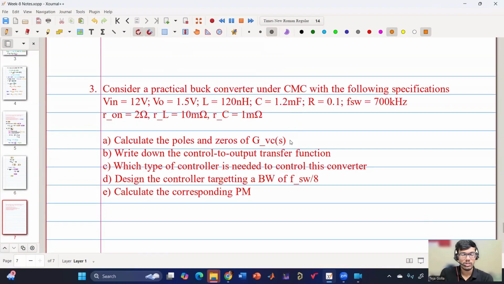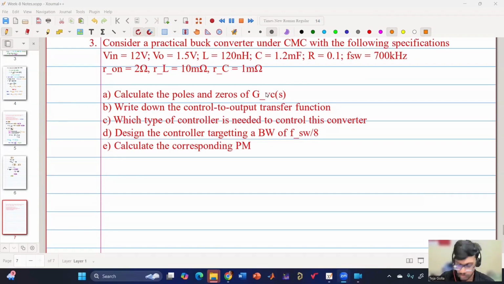Now let us go to another question. Let me read it out for you. Consider a practical buck converter under current mode control with the following specifications. Vin is 12 and Vo is 1.5. Inductance is 120 nanohenry. Capacitance is 1.2 millifarad. R is 0.1. Switching frequency is 700 kilohertz. On resistance is 2 ohm. DCR of the inductor is 10 milliohm and ESR of the capacitor is 1 milliohm. Calculate the poles and zeros of GVC of S. Write down the control to output transfer function. Which type of controller is needed to control this converter? Design the controller targeting a bandwidth of FSW by 8 and calculate the corresponding phase margin. I'm giving you some time. Calculate the poles and zeros of the transfer function and then we'll write the transfer function.